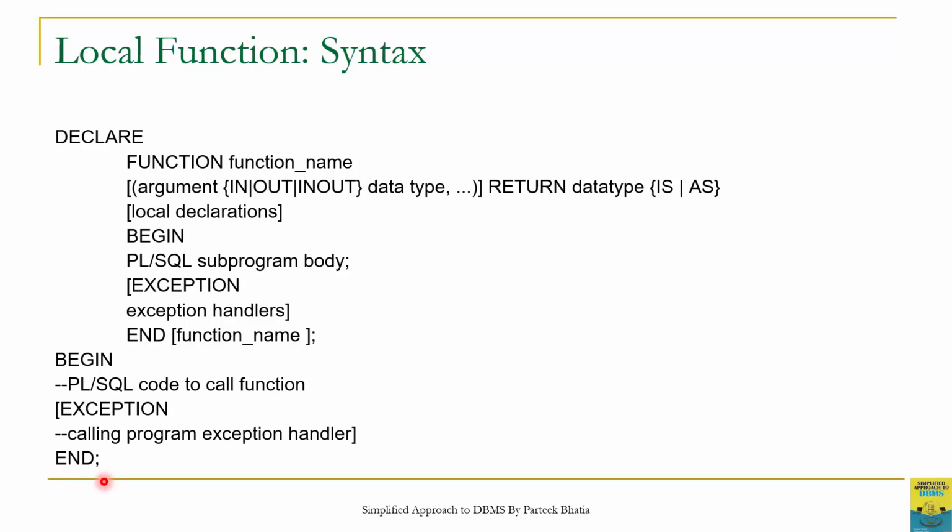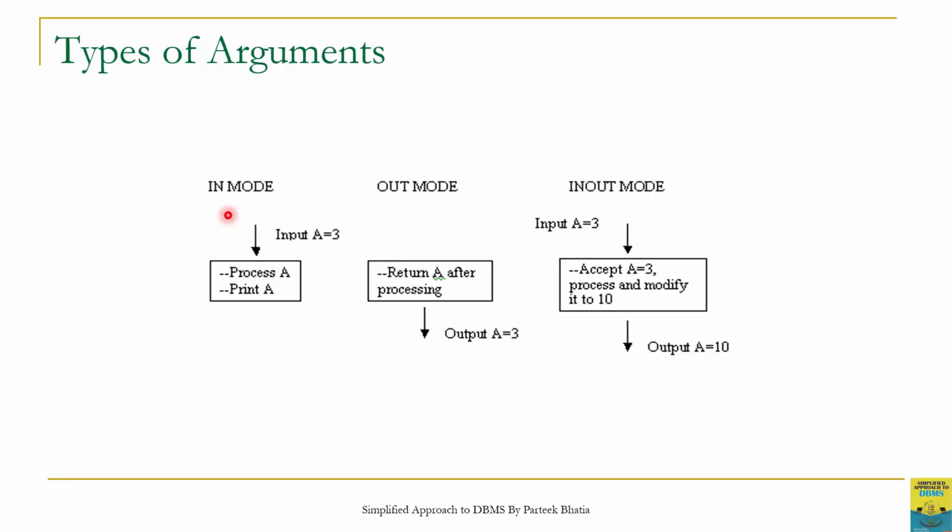In order to understand the usage of this local function with some example, let us first understand the type of arguments, that is in, out and in out. So there are three types or three modes of argument. One is in, second is out and third one is in out. In mode of argument is used to pass the value to a subprogram. This passed value of argument is processed in this subprogram and in this case we are also printing its value.